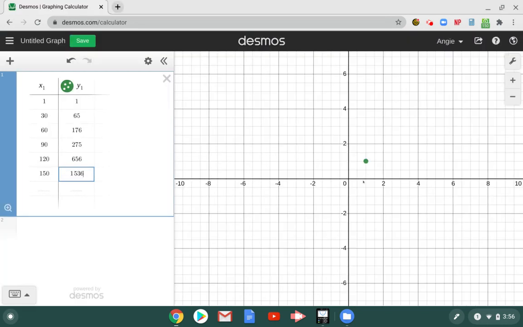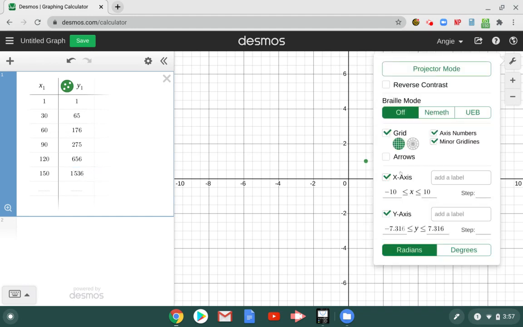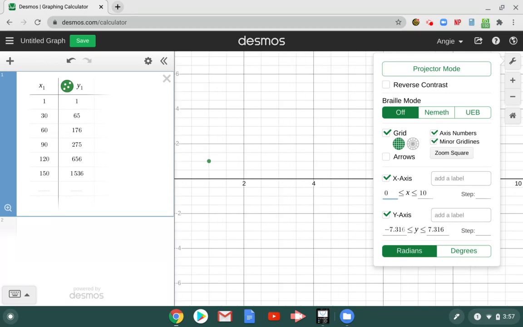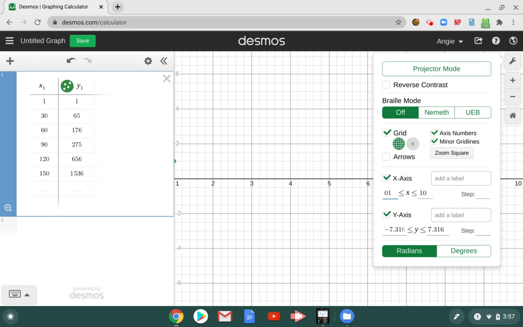I do have the graph over here, but it's hard to see, right? I only see a single point, because I'm going from negative 10 to 10 in the X direction and about negative 6 to 6 in the Y direction, but my X's go from 1 to 150 and my Y's go from 1 to 1536. So I'm going to change the settings by clicking on this wrench, graph settings, and going down to the X-axis and Y-axis intervals.